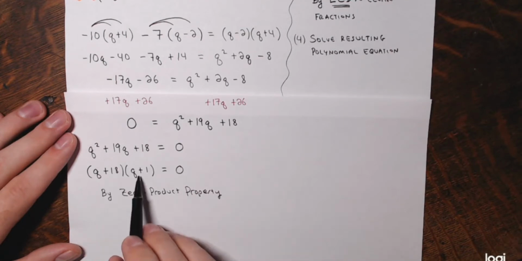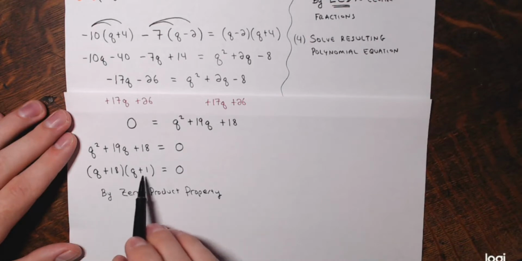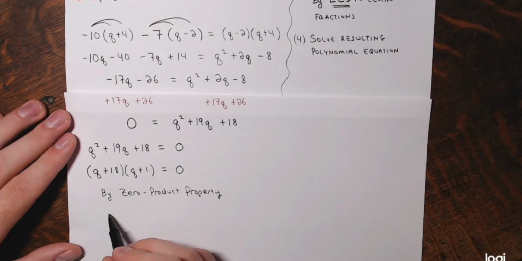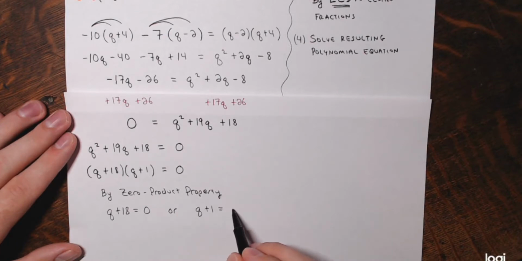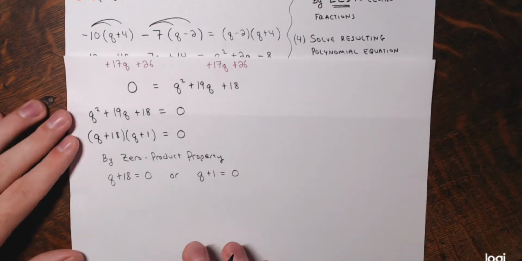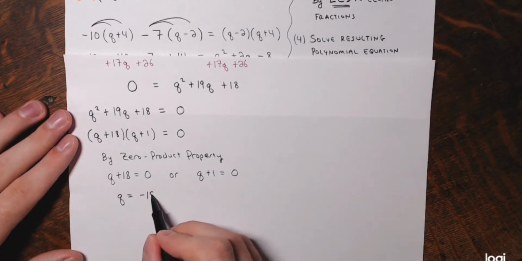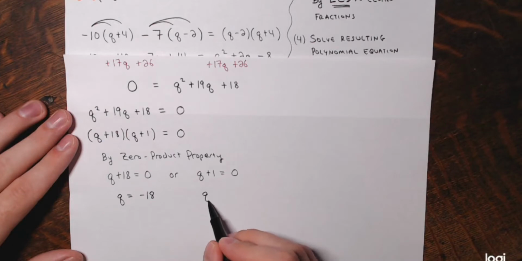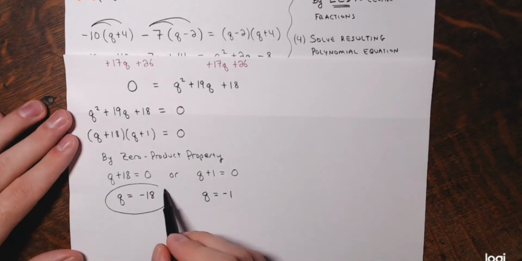If a product is equal to 0, then one of the factors has to be 0. So either q plus 18 equals 0, or q plus 1, the other factor, equals 0. And we solve these, right? So either q is negative 18 or q is negative 1. So here are the possible solutions.